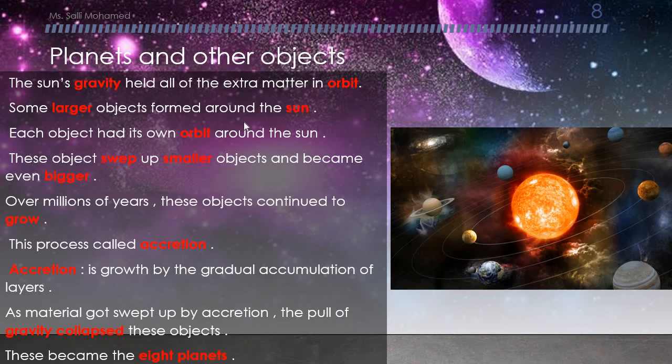Some larger objects formed around the sun, and each one had its own orbit around the sun. These objects swept up smaller objects and became even bigger, and over millions of years they continued to grow, and this process was called accretion. So around the sun we had smaller objects, and they started to grow as they accumulated on each other in a process called accretion, and this gave us at the end the 8 planets.